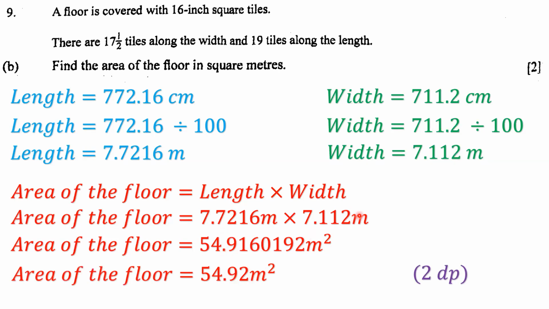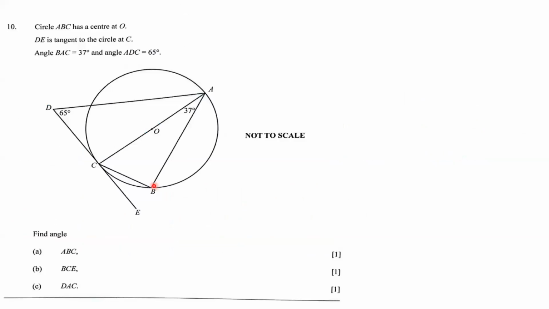Okay, let's move on to the next question. Here we have a circle theorem question. And it says that the circle ABC has center at O. So this is the origin. DE is a tangent. So here DE is the tangent, right? The tangent line is going to be that line that touches the circle at one point, right?